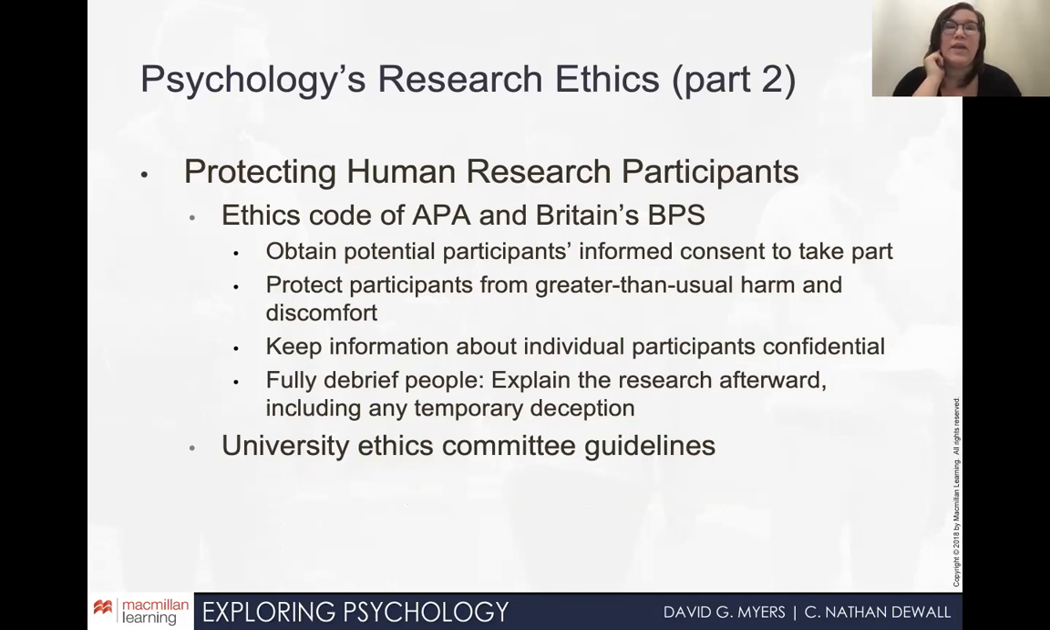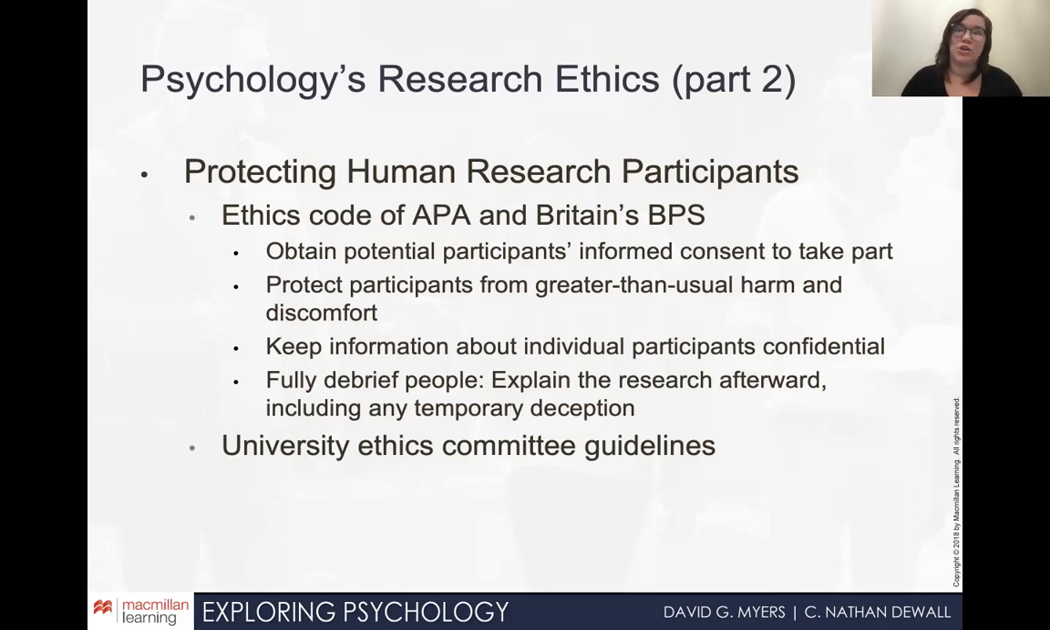So we have, again, the ethics code for APA and Britain's BPS. So we first must obtain participants' informed consent before they participate in any study. So in the past, right, especially in experiments and studies done from the 20s to the 60s, fully informed consent was not clearly defined. So a lot of people were participating in studies where they did not know what was going to be happening to them to the fullest extent.